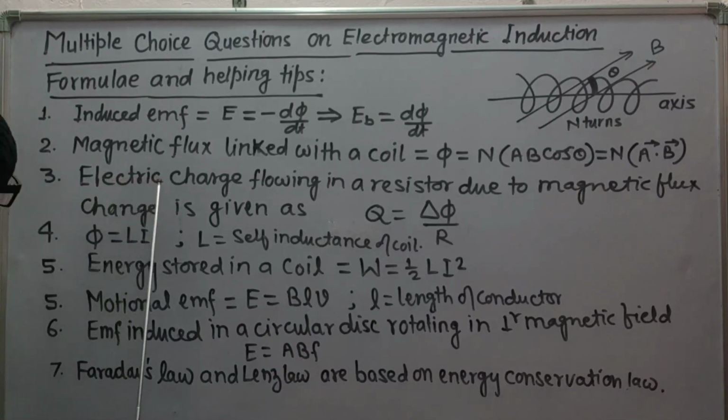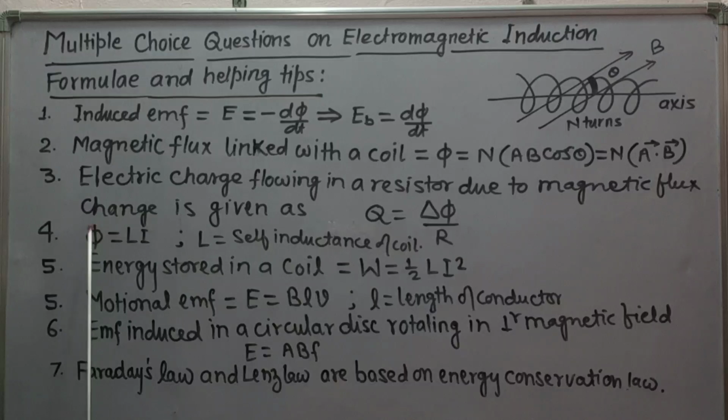Next, electric charge flowing in a resistor due to magnetic flux change is given by Q is equal to delta phi upon R, where delta phi is the change of magnetic flux and R is the resistance of coil.